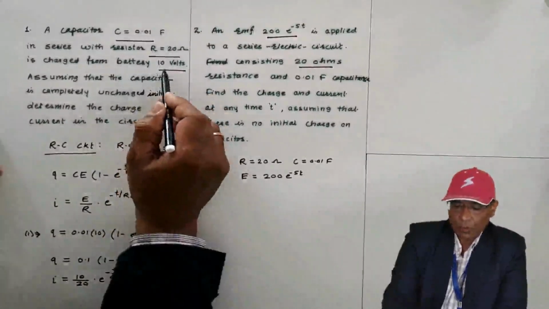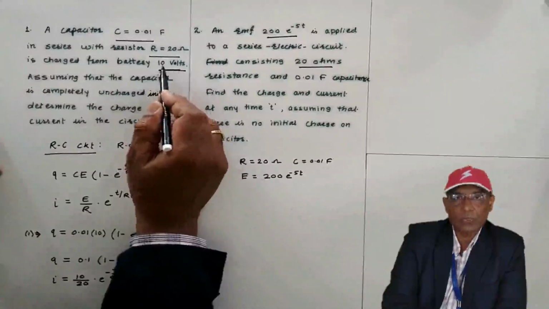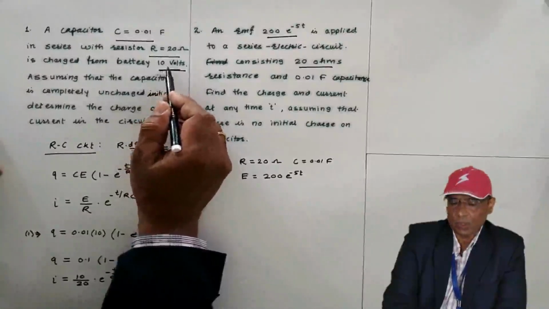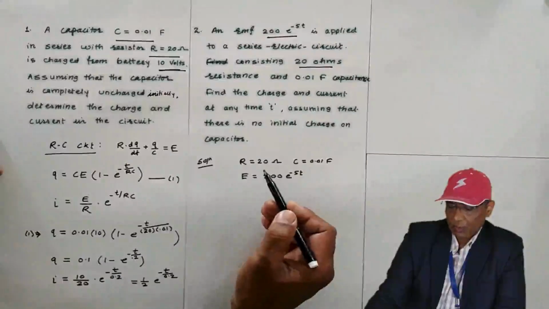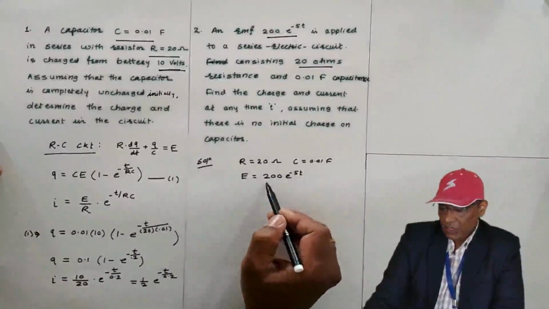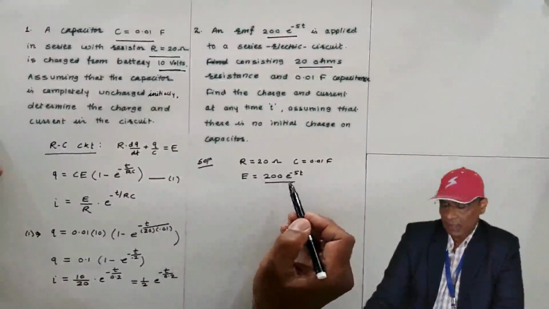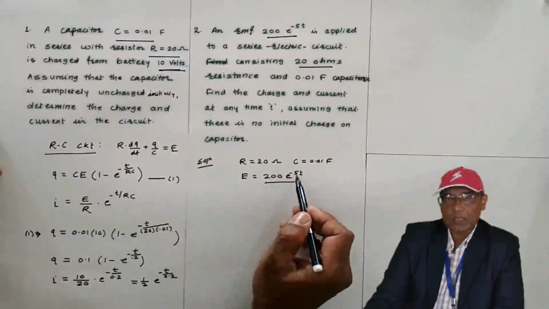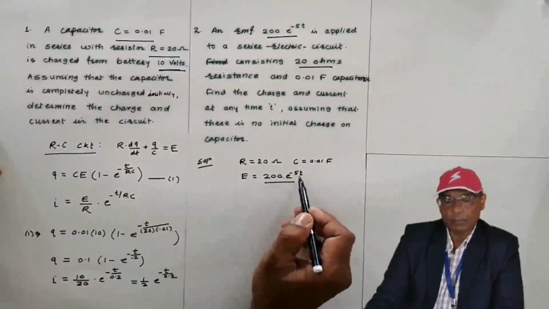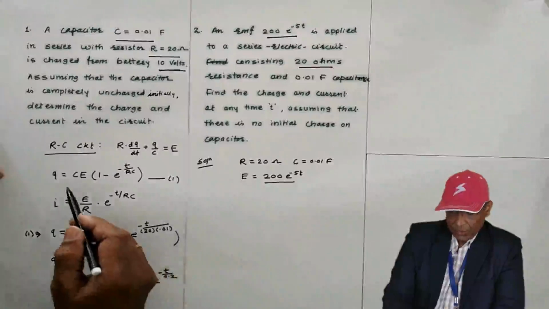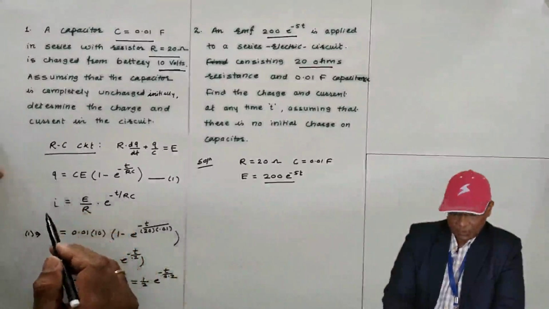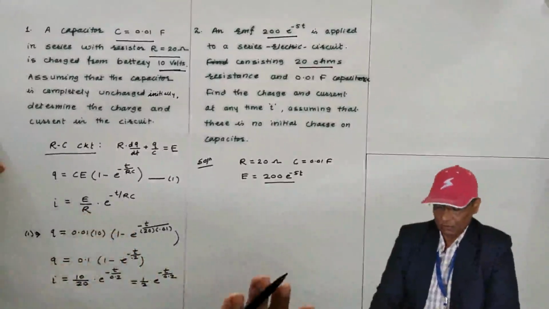Total voltage drop or battery voltage is usually constant, 10 volt, 20 volt, 30 volt, constant voltage. But in this problem, the battery voltage is variable. It is 20 e to the power minus 5t, in terms of time. So here we cannot use this value of Q and this value of I directly now.